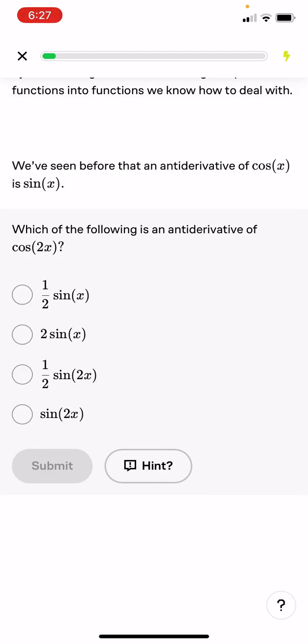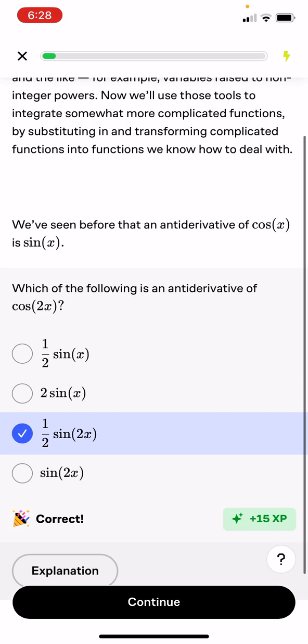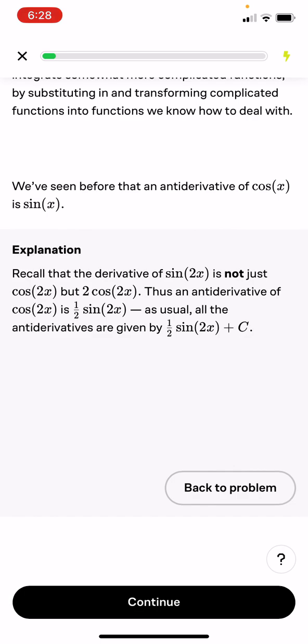Remember the exchange rule. We would work the same way around here. 1 over 2. I picked that. We recall that the derivative of sine 2x is not just cosine, but 2 cosine 2x. Thus, the antiderivative of cosine 2x is 1 over 2 sine 2x. As usual, all the antiderivatives are given by 1 over 2 sine 2x plus c.